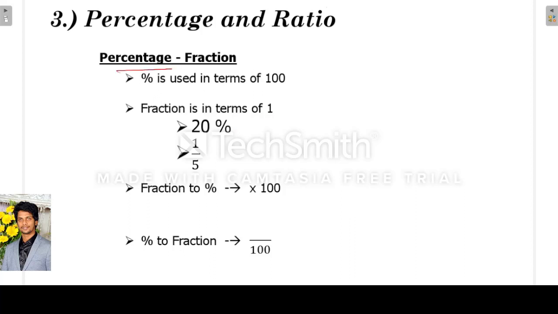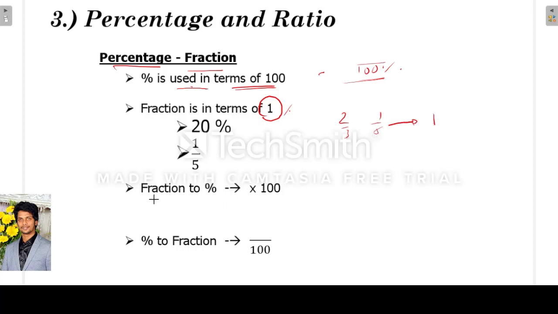So next is percentage and fraction. We know the percentage is used in terms of 100. Like we'll say out of 100, the percentage will be expressed with reference to 100. Whereas the fraction is expressed in terms of 1, like 2 by 3, 1 by 5. So it is expressed with reference to 1.